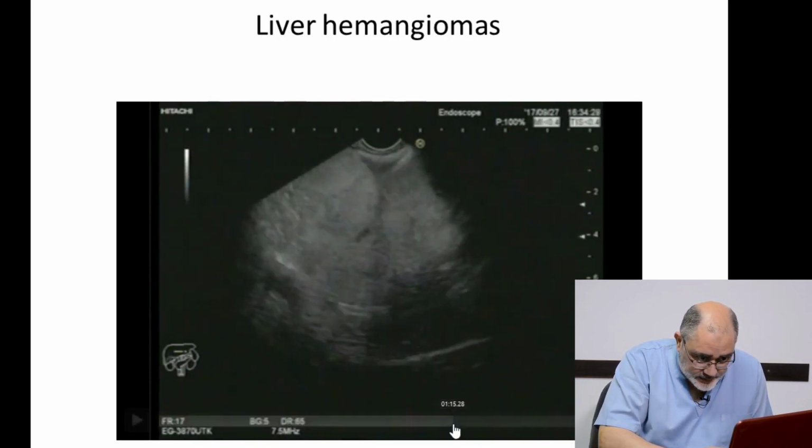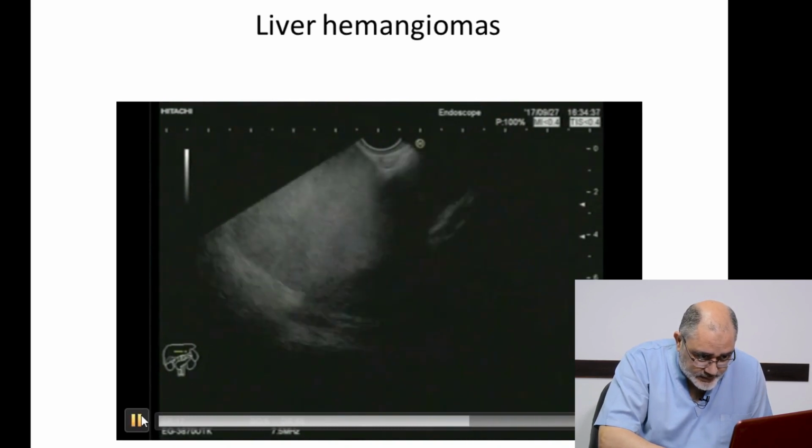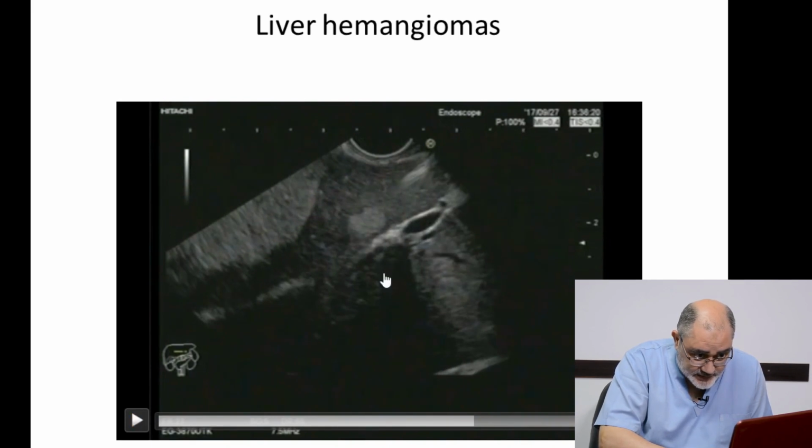And here there is another smaller one, another small hemangioma, very nice. This is very nicely seen, fish eye appearance. This is the umbilical portion of the left portal vein, and here this is the ligamentum teres. And here is the beginning of the ligamentum venosum.